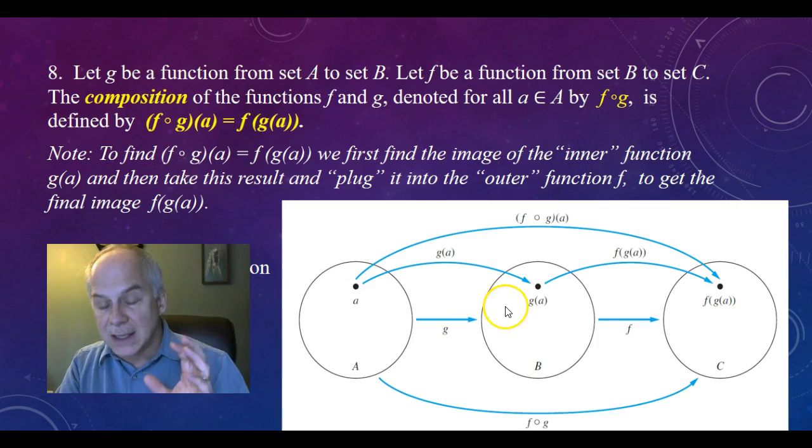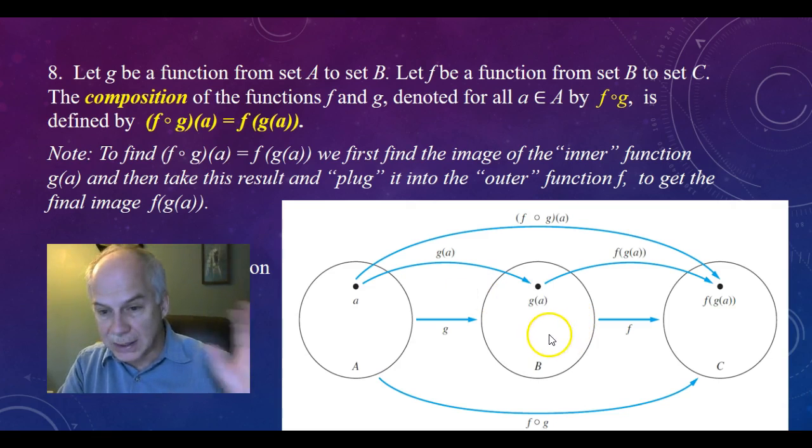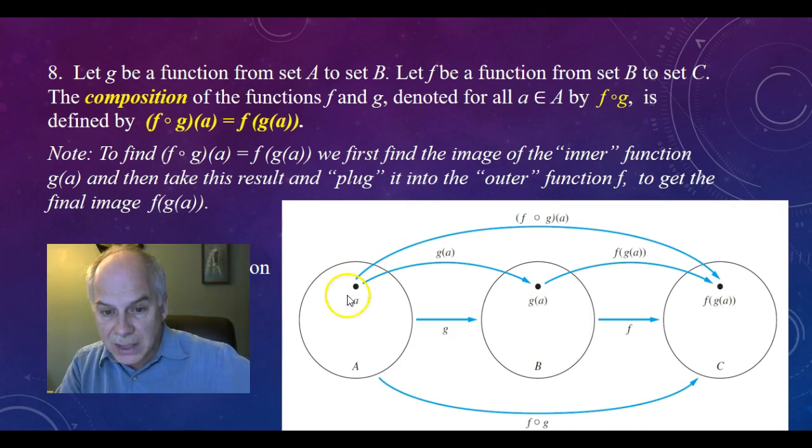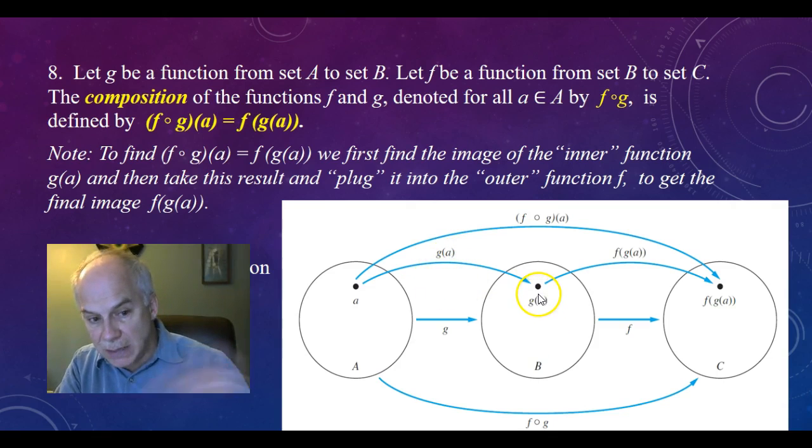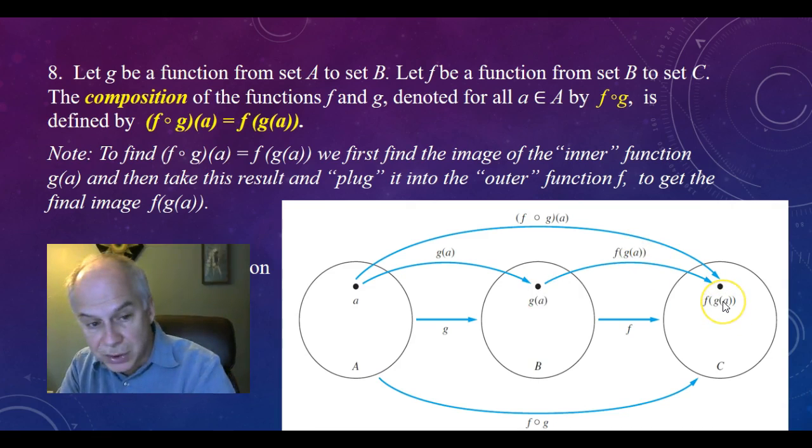So in the picture here, I'm a visual person. I like to picture things. But Rosen had this picture in the text. So we have the function g that's done first. This function g takes element a and does something to it and gives you the image. g of a is the image of a when you apply function g to it. Then take that and plug it into the f function, and we do f of g of a, and that results in our final image in set C.